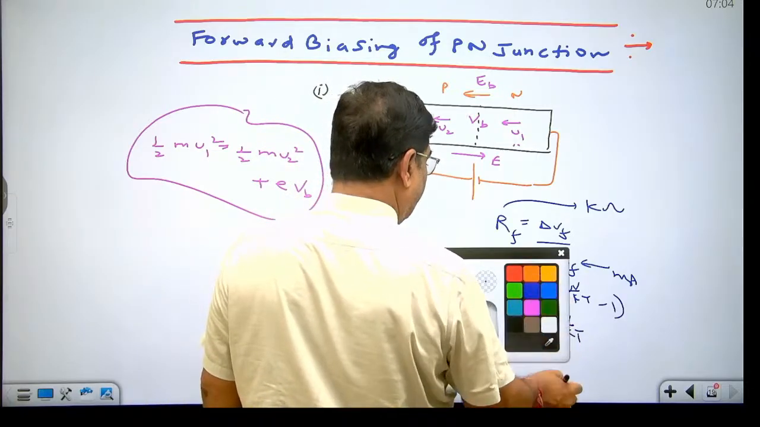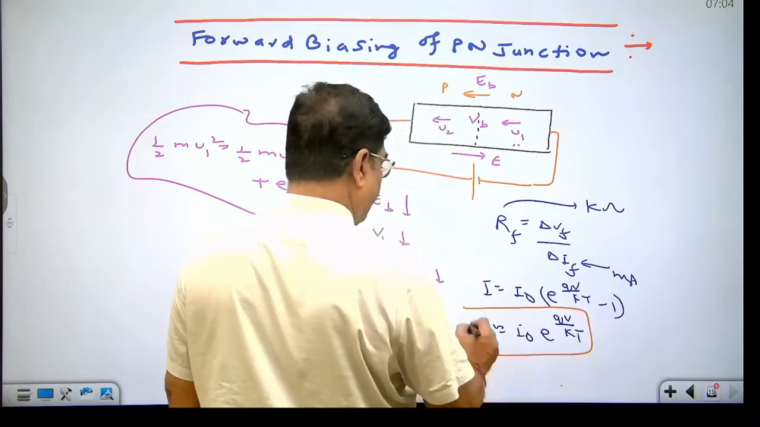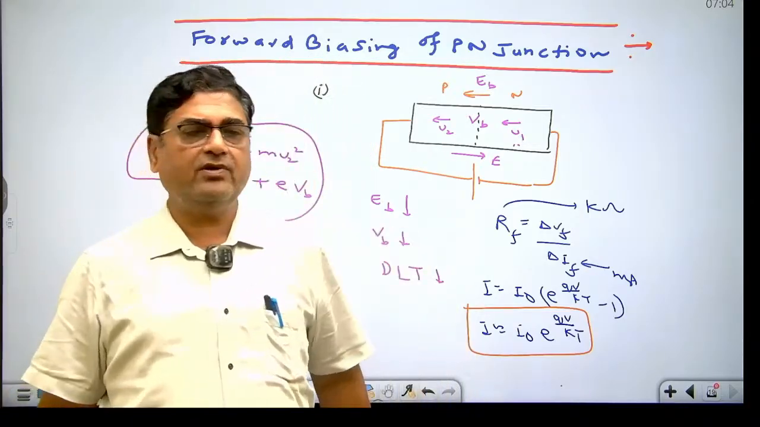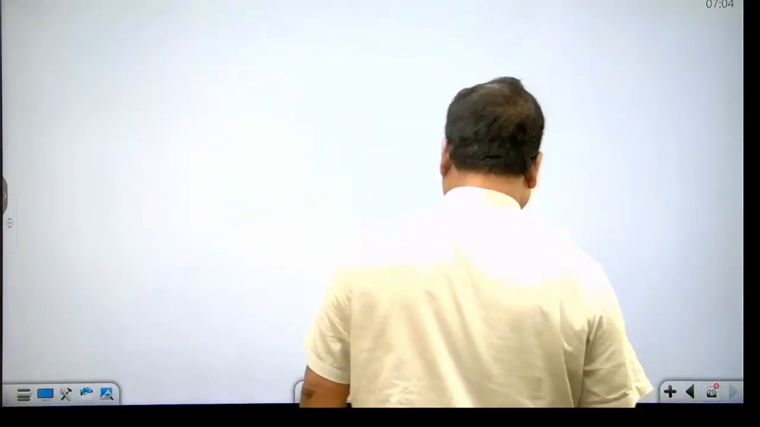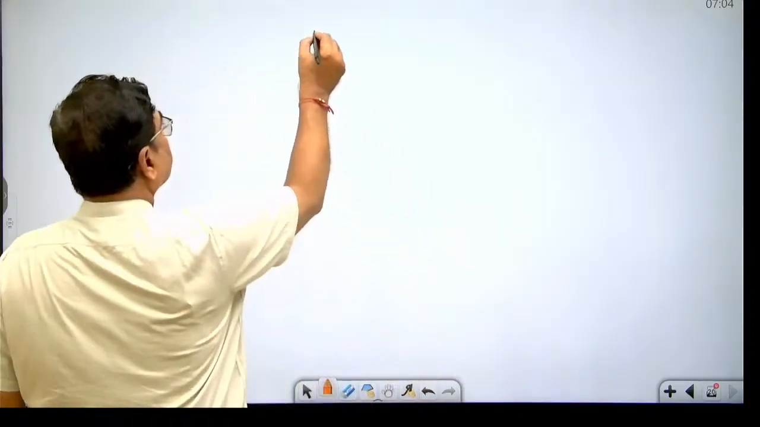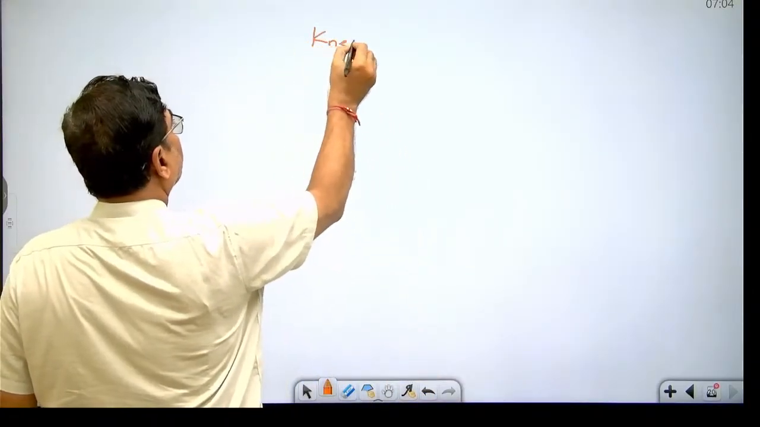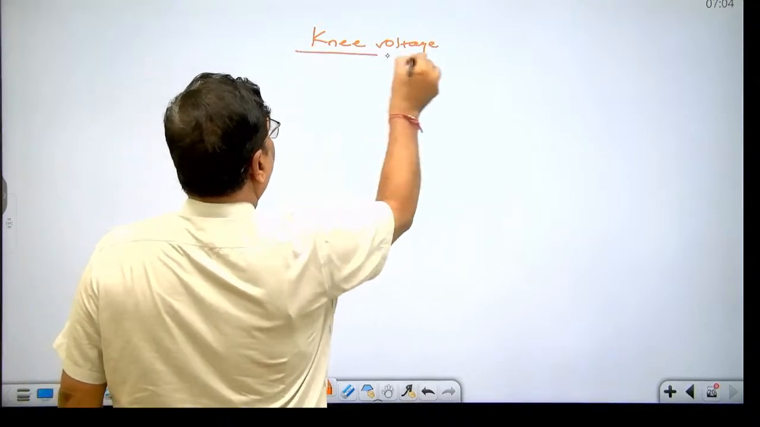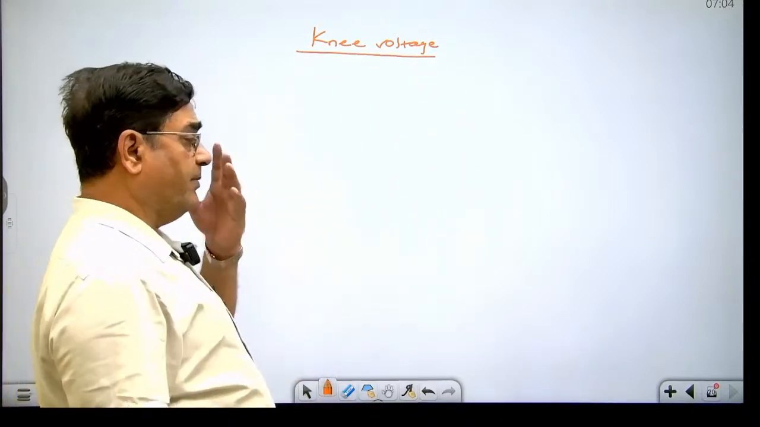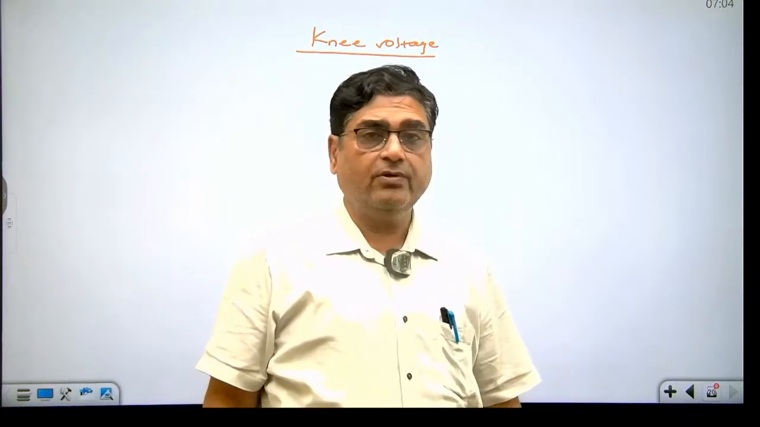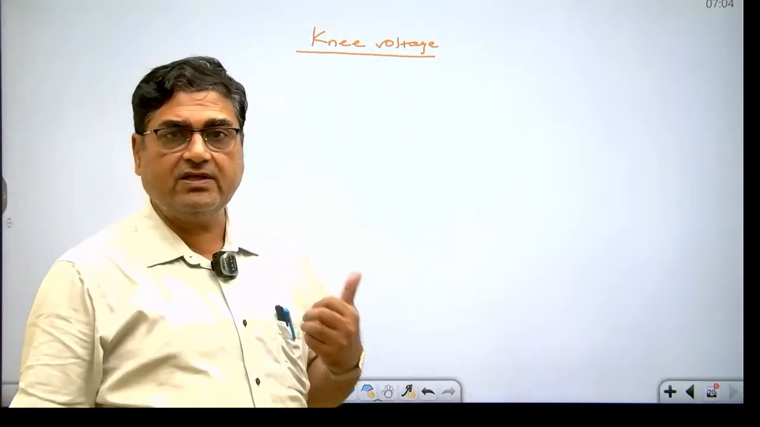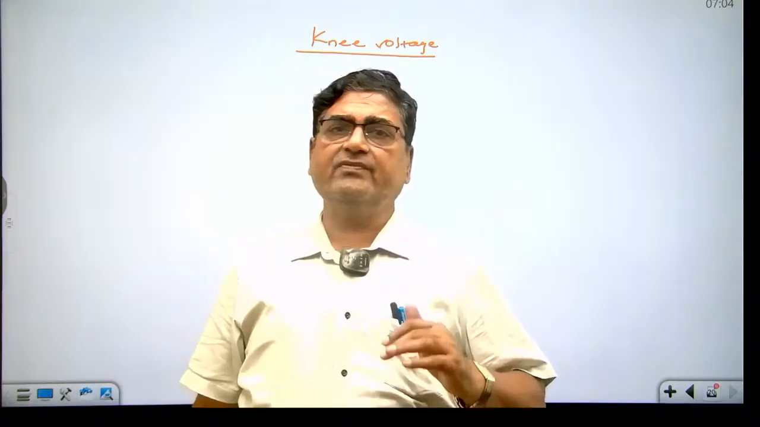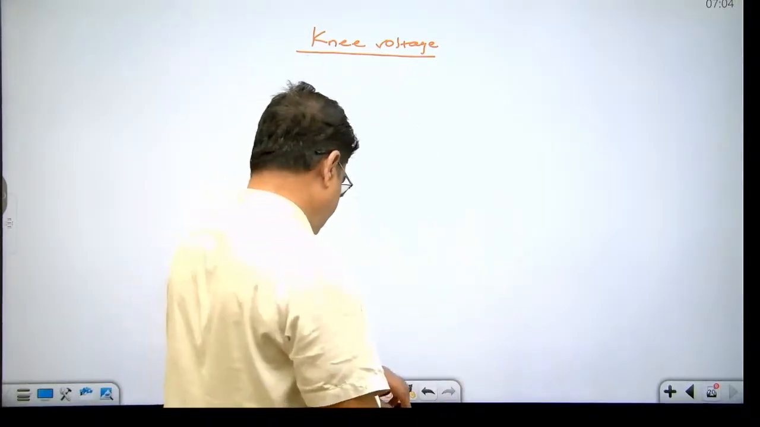Dear student, here one term is very important, that is knee voltage. In case of forward biasing, one term is very important, that is called knee voltage. What is knee voltage? For germanium, it is 0.3 volt. For silicon, it is 0.7 volt. Knee voltage is the voltage in forward biasing till which current increases with voltage in a linear way.